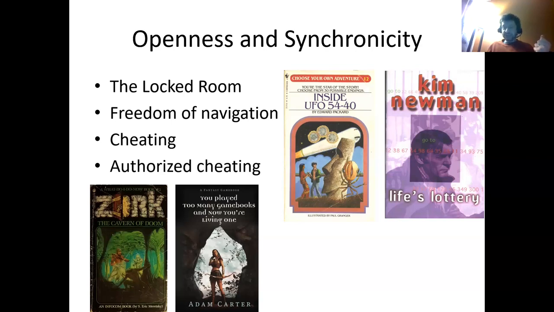Kim Newman in Life's Lottery used many locked rooms and actually used those for artistic effect, because if you find them and you read them in order, there is a secret message, a secret interpretation that emerges. So we can call it cheating, and some authors write against that. But then some authors realize that people are going to do it, and so they authorize it.